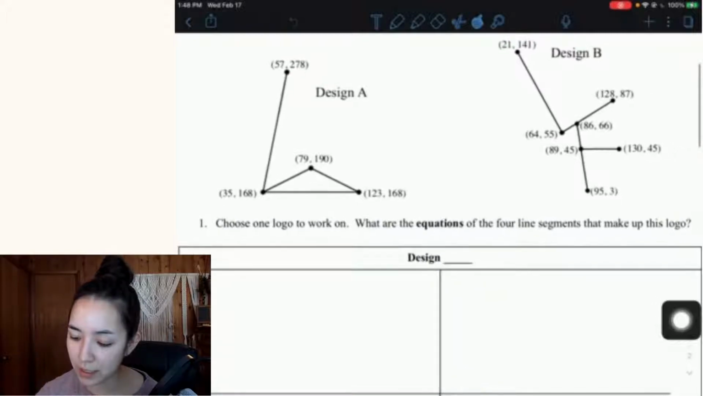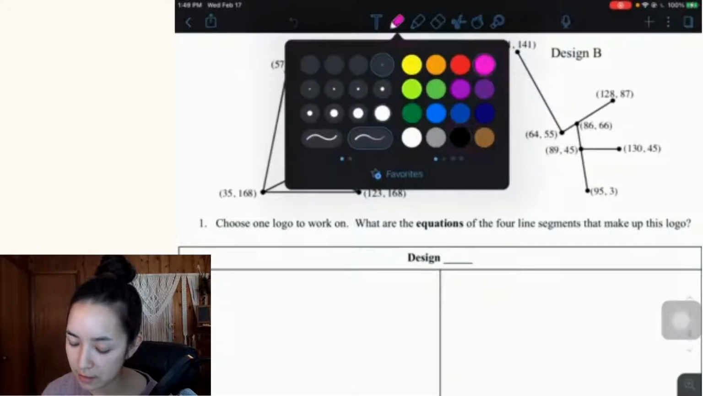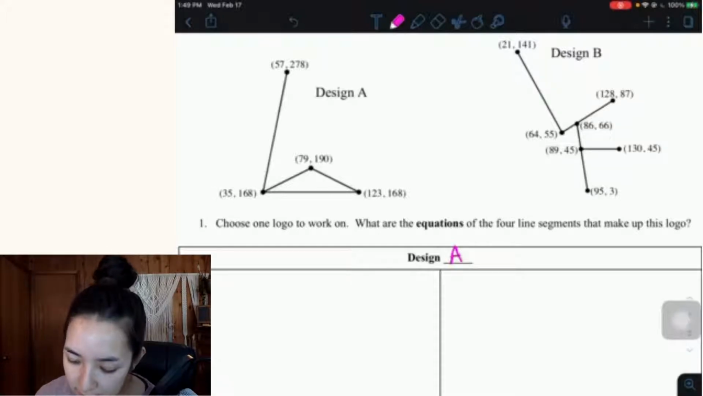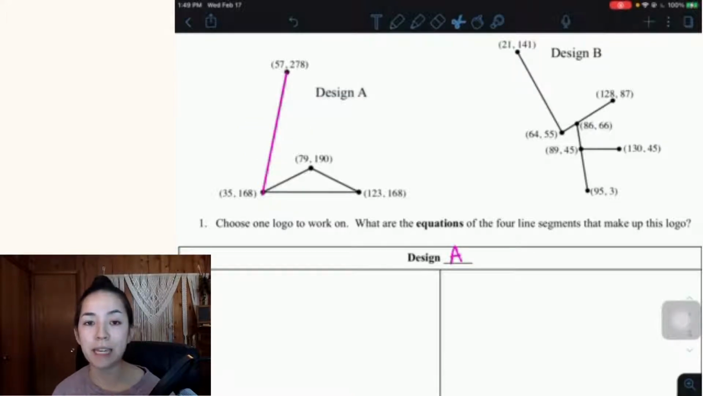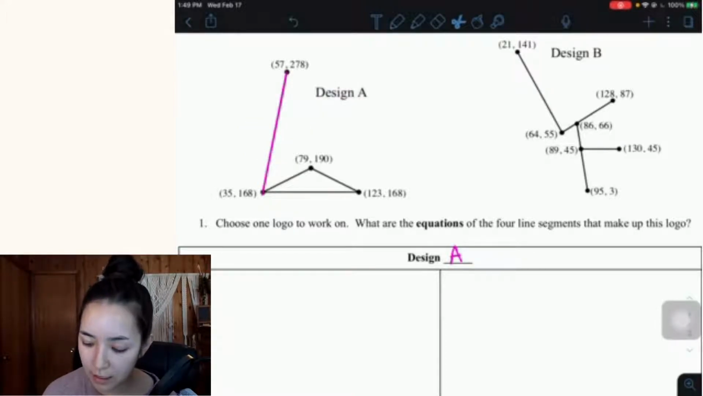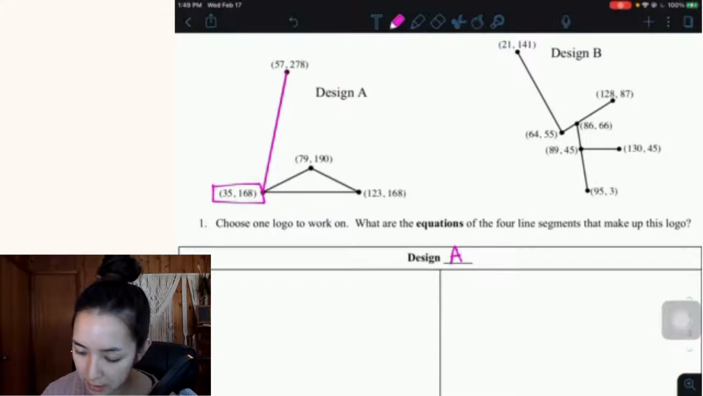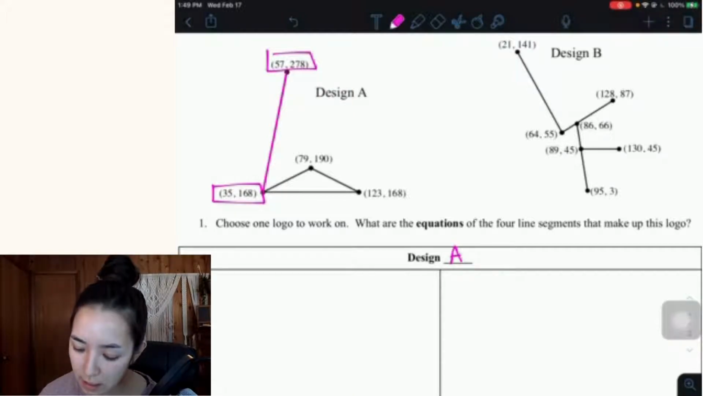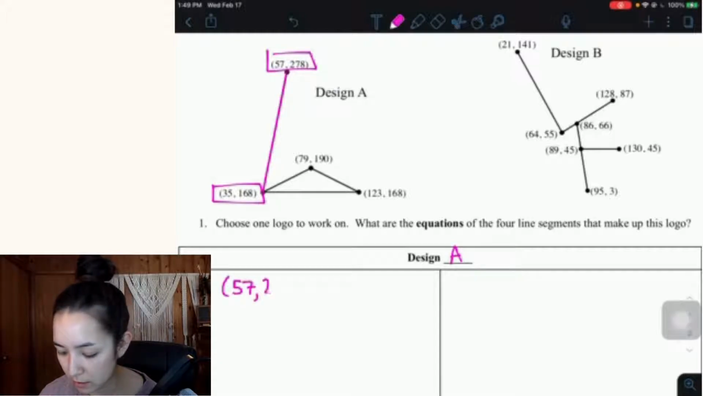So we're going to do one example together. Let's say you picked design A, and the first line you wanted to work on is this line segment right here in pink. So there are 2 points that you would start with. This point and this point. Those are the 2 points on your line. I'm just going to start by writing those down in this box.